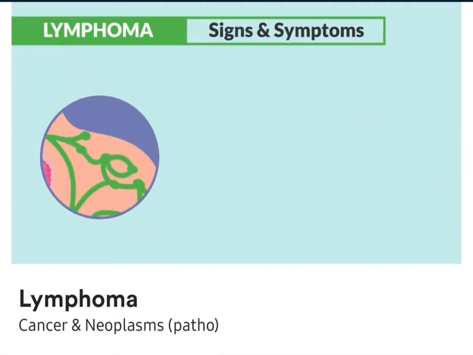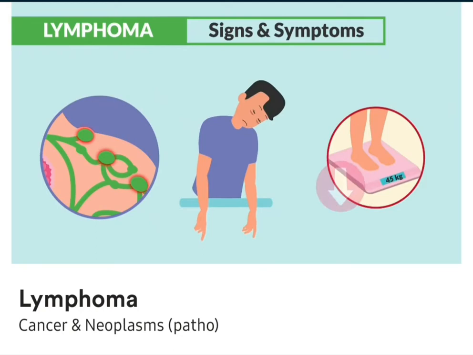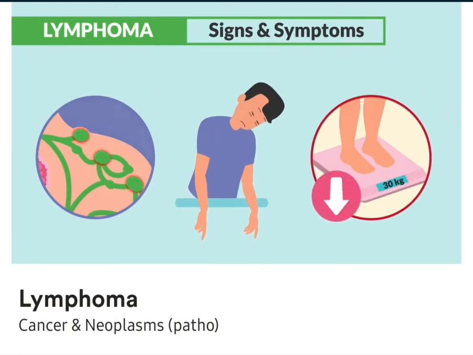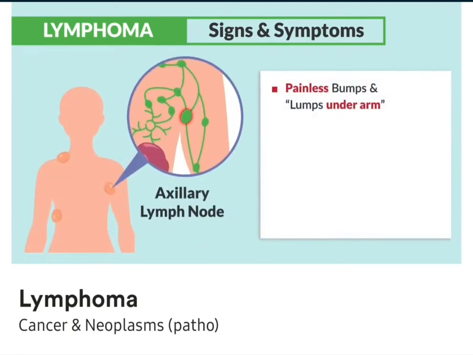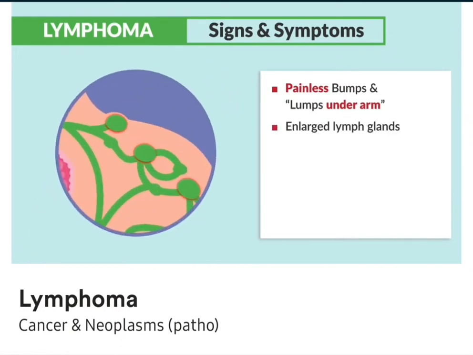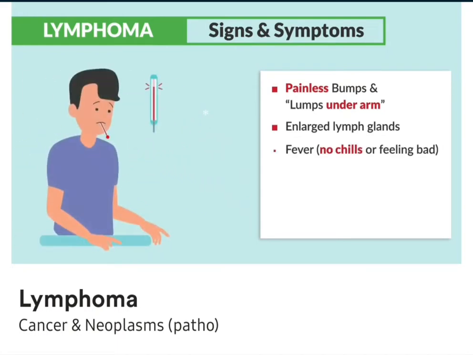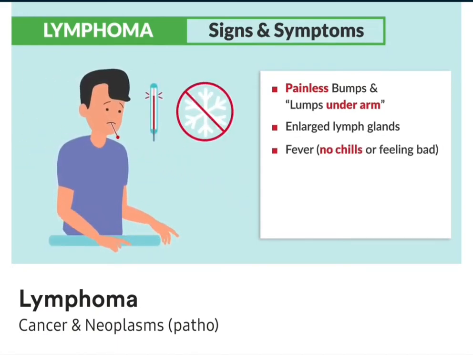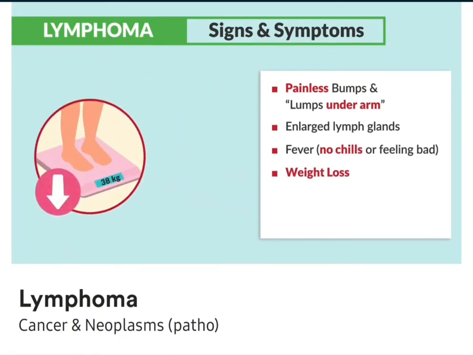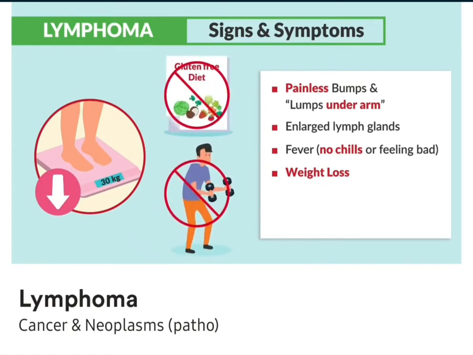Now, symptoms include enlarged lymph nodes, fatigue, and weight loss. So write it down. We have painless bumps and lumps under the arm. Lymph nodes in the axilla are affected. So write it down, painless bumps and lumps under the arm, as well as enlarged lymph glands, a fever with no chill or feeling bad, as well as weight loss that is unintended with no diet or exercise, which is a common sign for a lot of cancers.